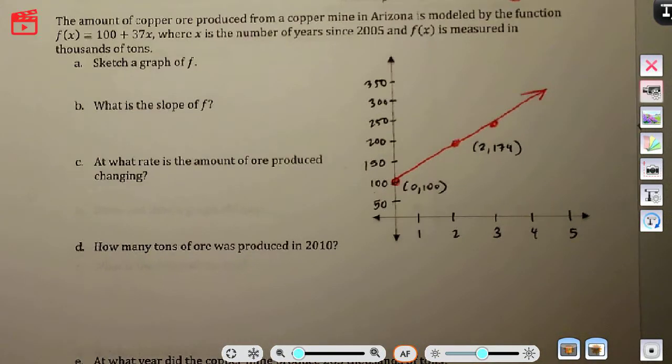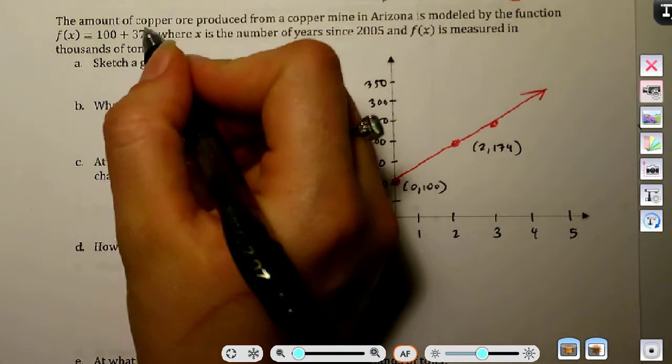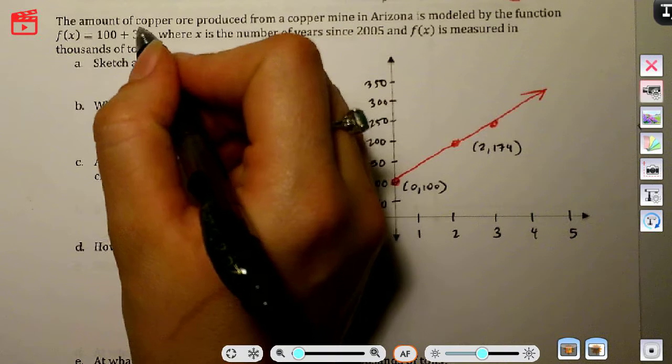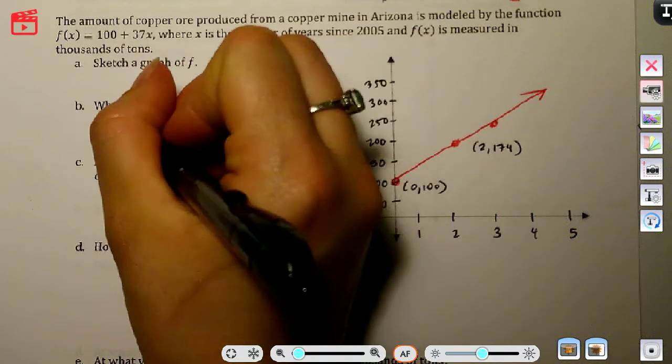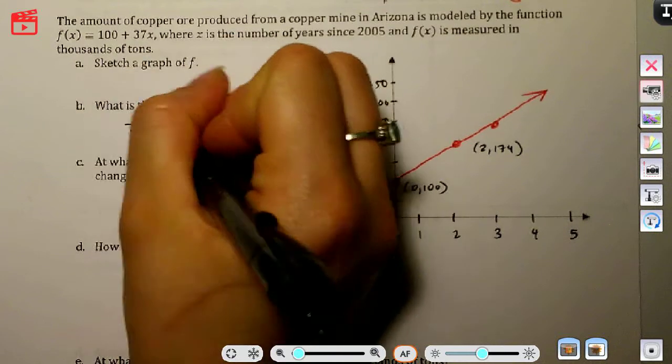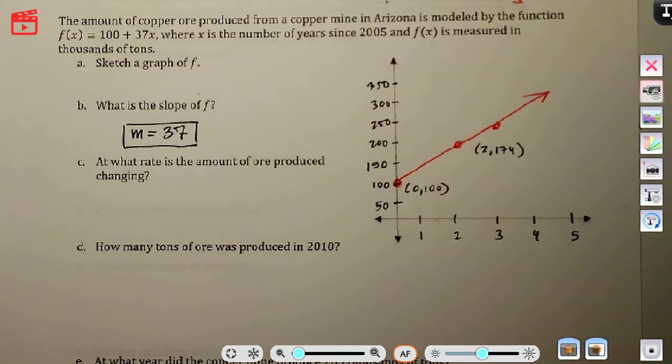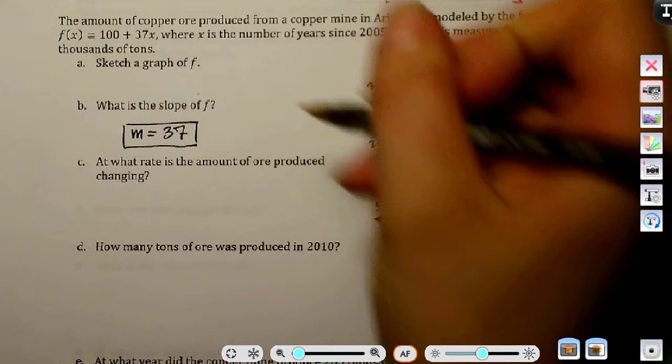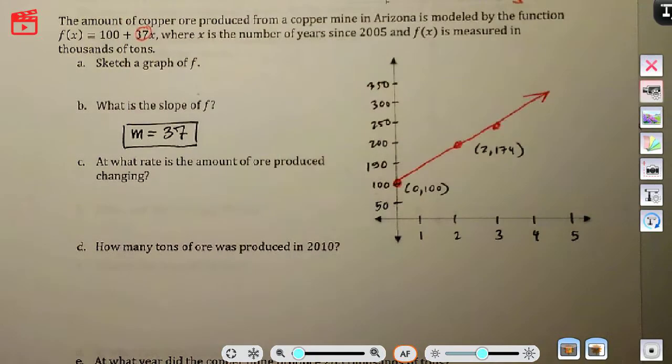Now, what is the slope? Well, I was being sneaky and I mentioned it before, but the slope is going to be the value by our x, okay, the 37. Because remember the slope-intercept form? It is the value by your x. That one right there. Okay, and at what rate is the amount of ore produced changing?